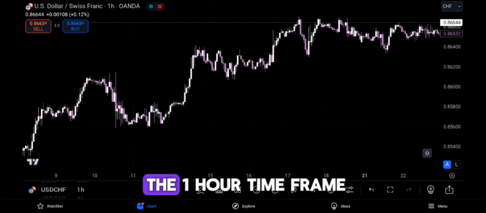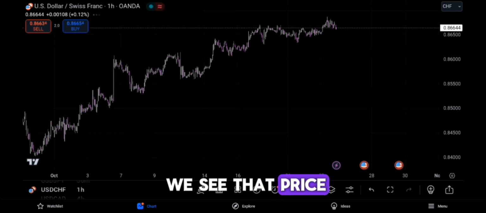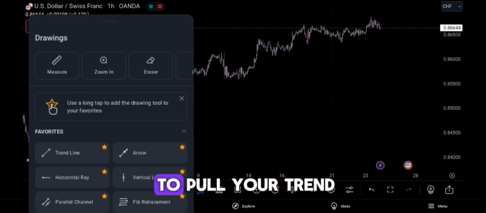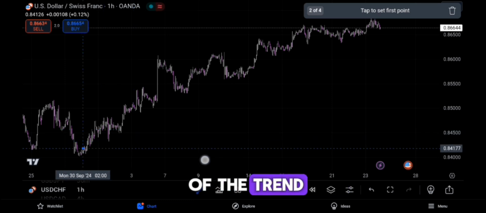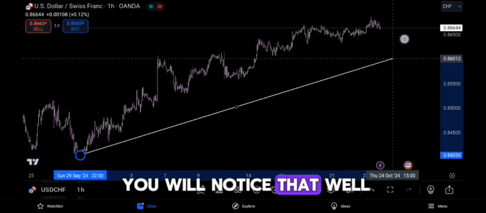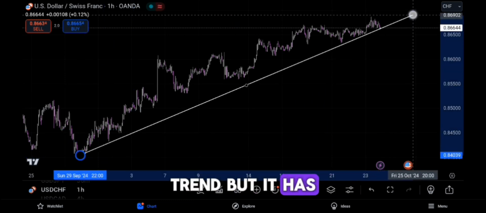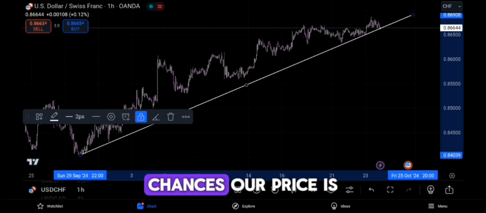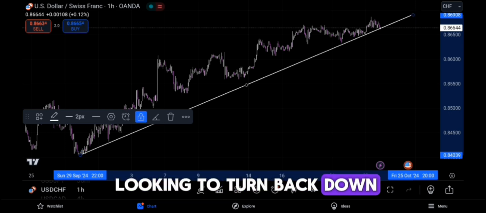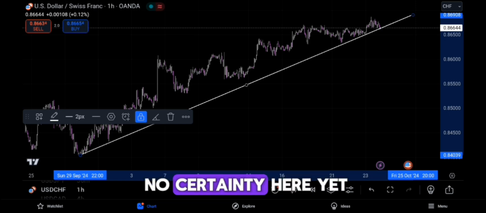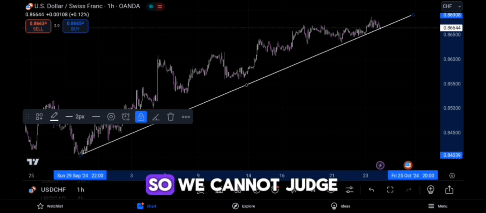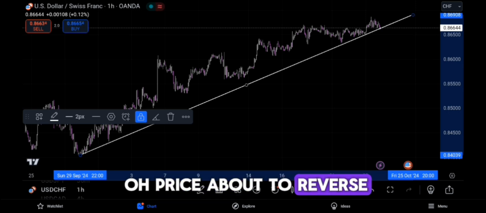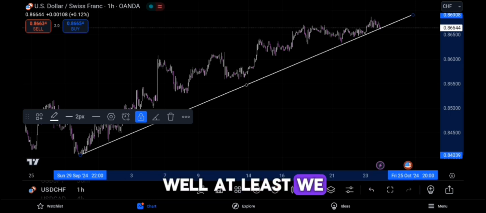So based off of the 1 hour time frame, we see that price is clearly in an uptrend. This is a very strong uptrend. And if you were to pull your trend line from the bottom of the trend to the very top, you will notice that, well, it is in an uptrend, but it has been going up for a very long time. Chances are price is looking to turn back down, but there has been no certainty here yet. So we cannot judge from just this that price is about to reverse. But at least we have a hint.